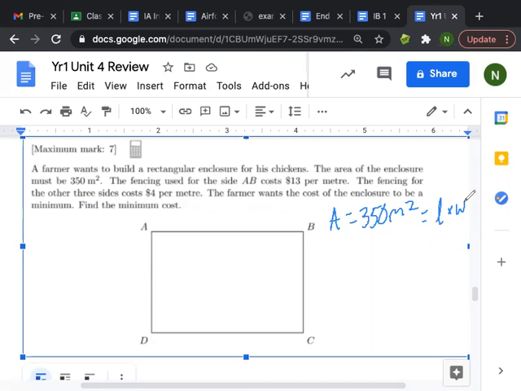The fencing used for side AB costs 13 per meter, and the fencing for the other side costs 4 per meter. The farmer wants the cost to be a minimum, find the minimum cost.